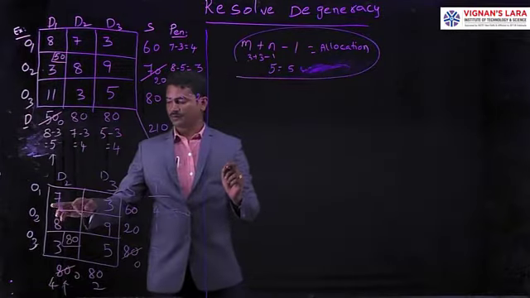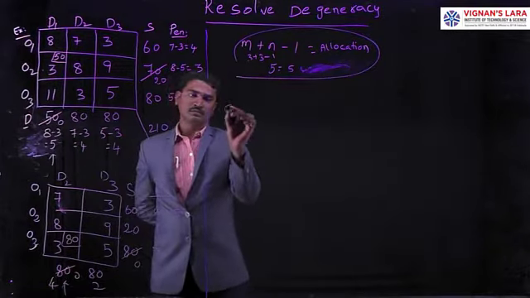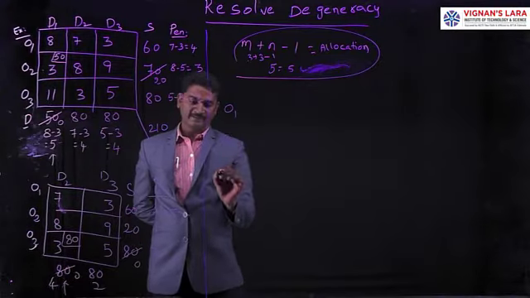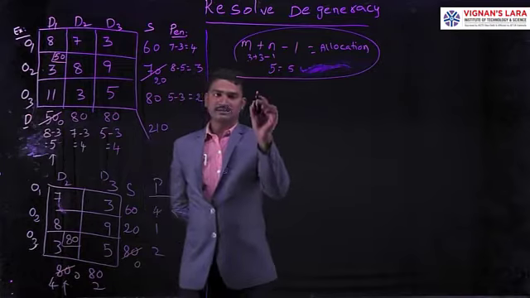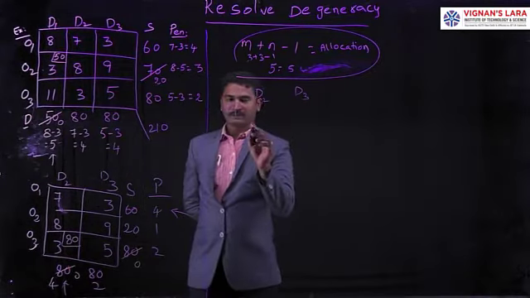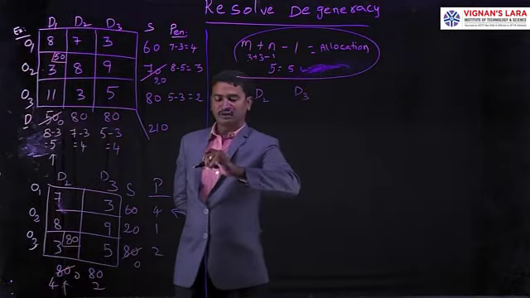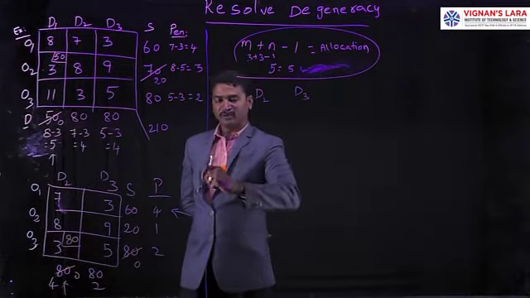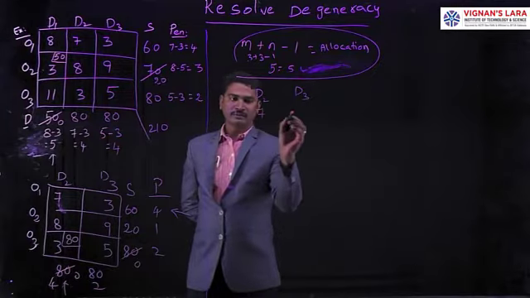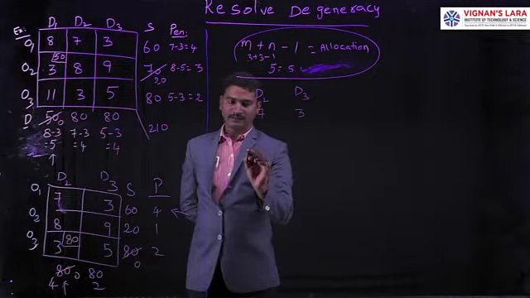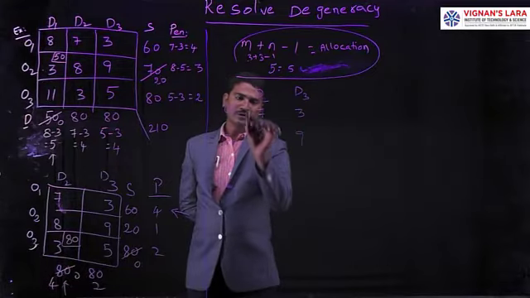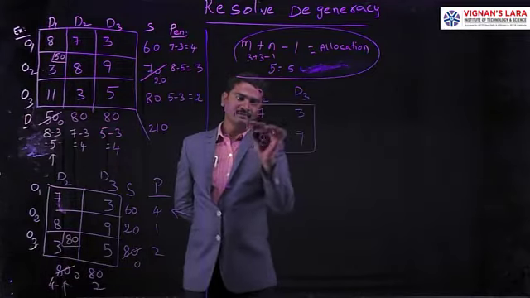Here we have O1, O2, O3, next D2, D3. Here O3 is also satisfied, there is no demand and there is no supply. So simply coming to the O1, 7, 3, 8, 9. Now we are going to calculate the penalties.